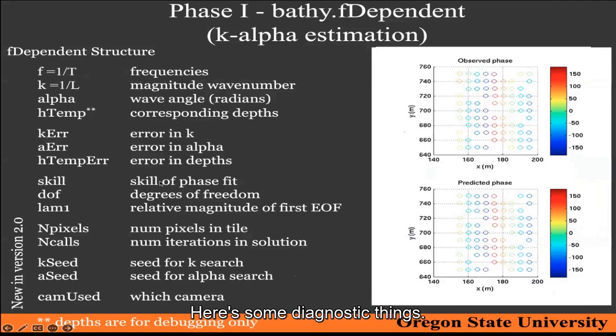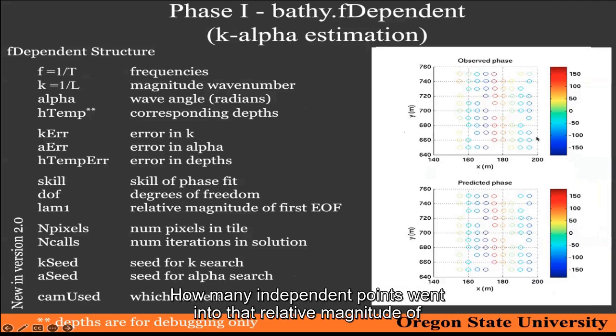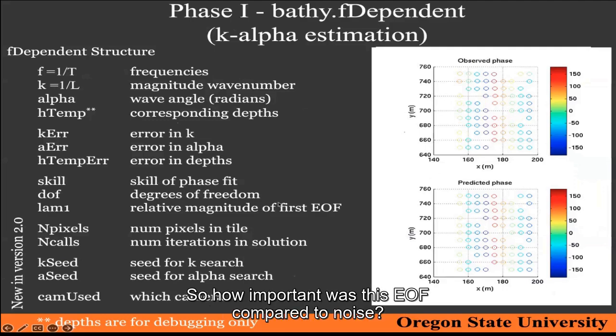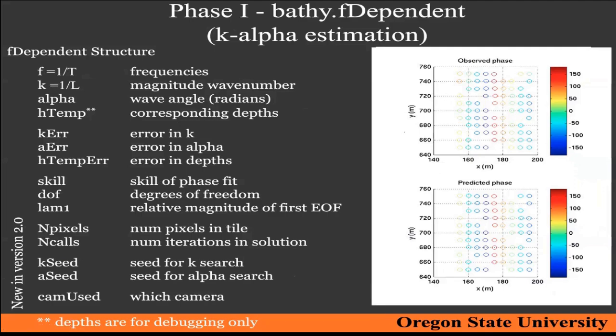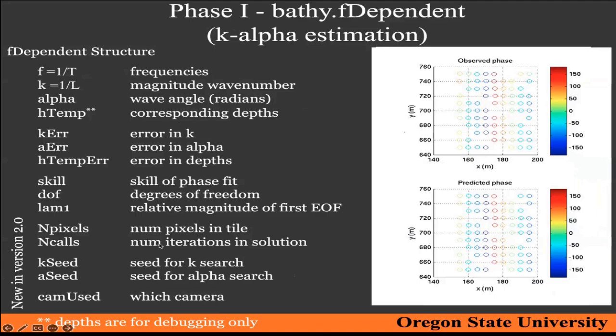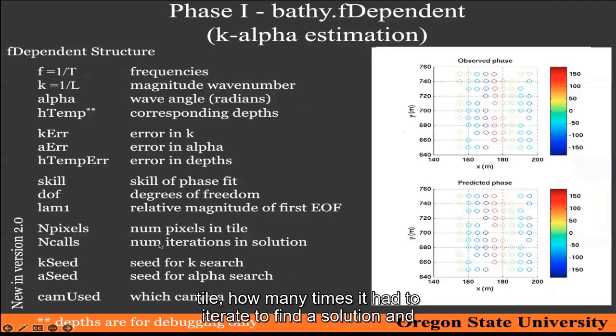Here are some diagnostic things. This is the skill of the fit. Degrees of freedom, how many independent points went into that. Relative magnitude of the first EOF. So how important was this EOF compared to noise? And then some other stuff like the number of pixels in the tile, how many times it had to iterate to find a solution, and some seeds.